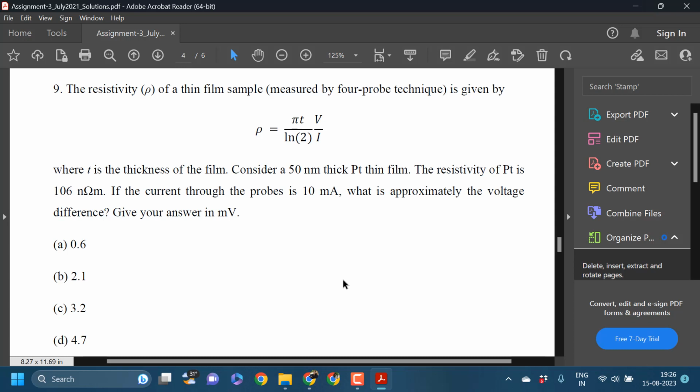Has anybody got the answer? The only thing is that everything should be converted into the same units. Other than that, it's a direct substitution.